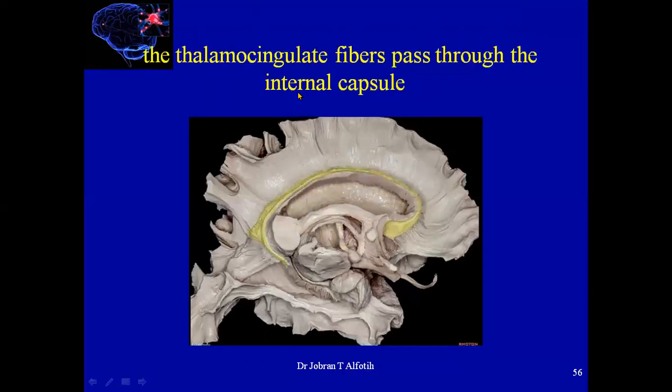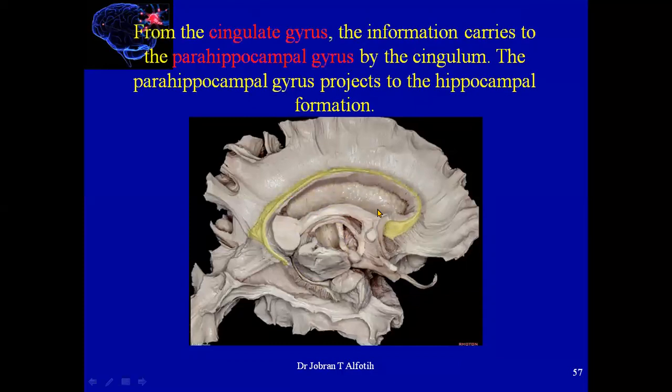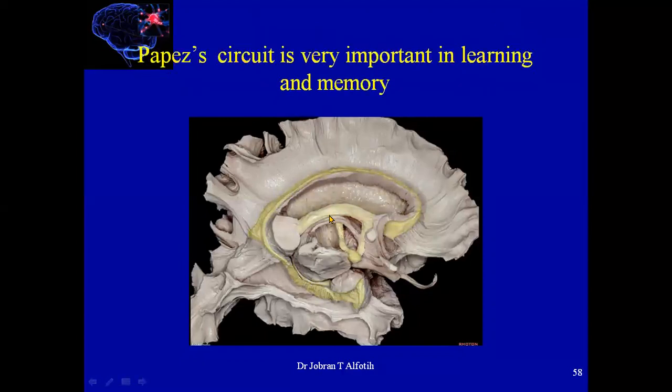The thalamo-cingulate fibers pass through the internal capsule. From the cingulate gyrus, the information is carried to the parahippocampus by the cingulum. The parahippocampal gyrus projects to the hippocampal formation. The Papez circuit is very important in learning and memory.